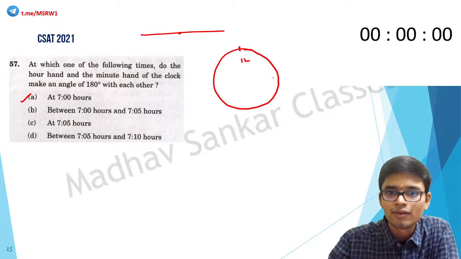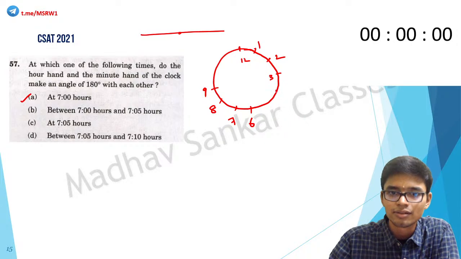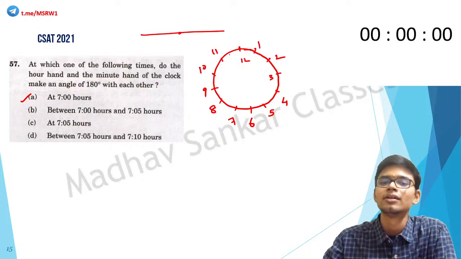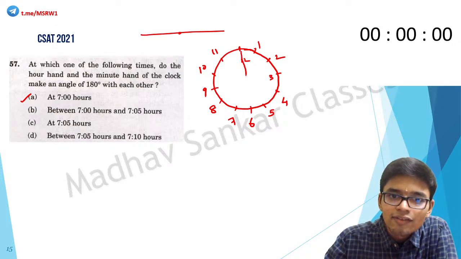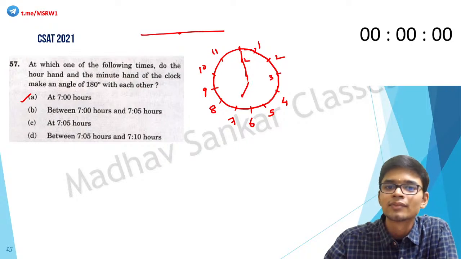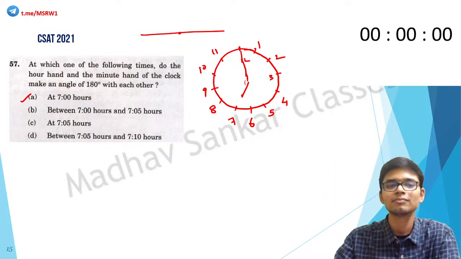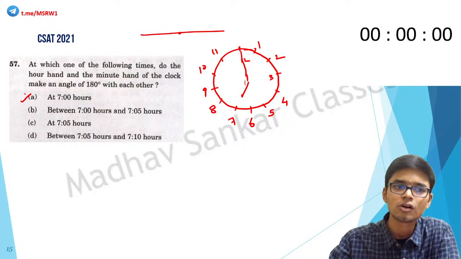Okay, so here we have 12, here we have 3, 6, and 9. So here we have 8, here we have 7, here we have 1, 2, 4, 5, 10, 11. This is how a clock looks, right? Now at 7 hours, minute hand will be here and hour hand will be here. So is this angle 180? Is it a straight line? No. So option A is gone.